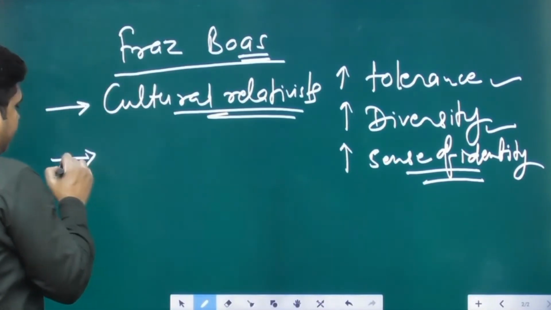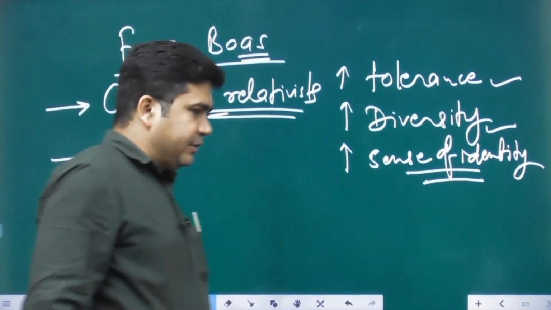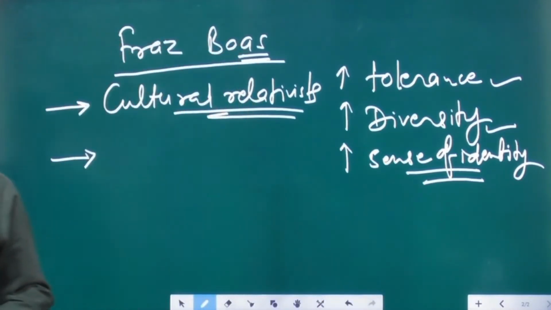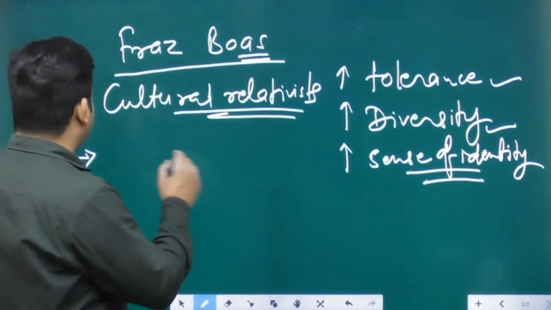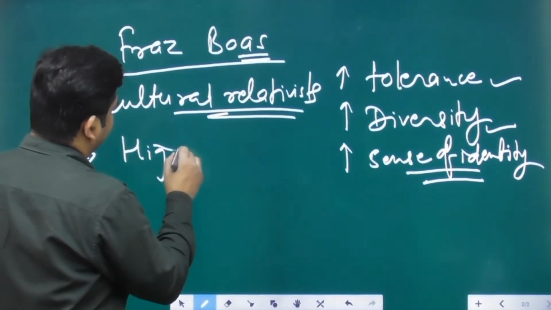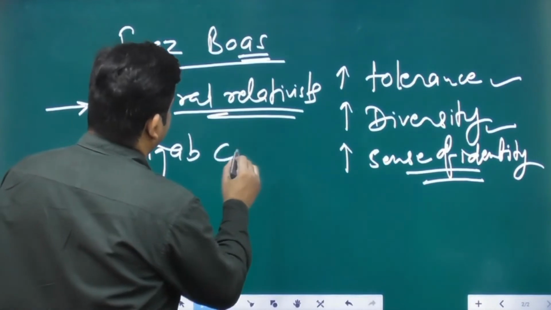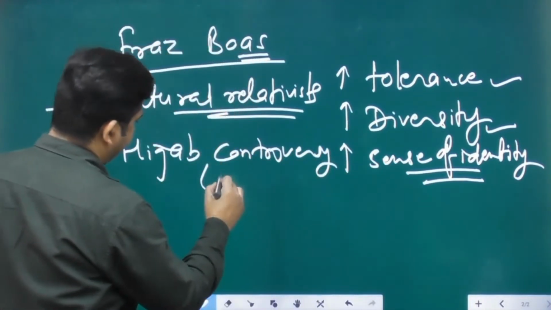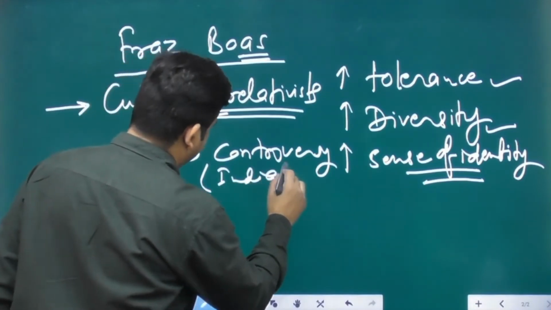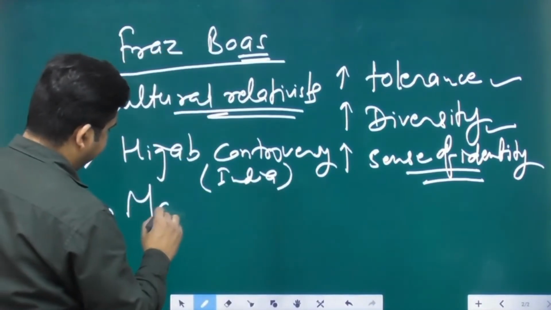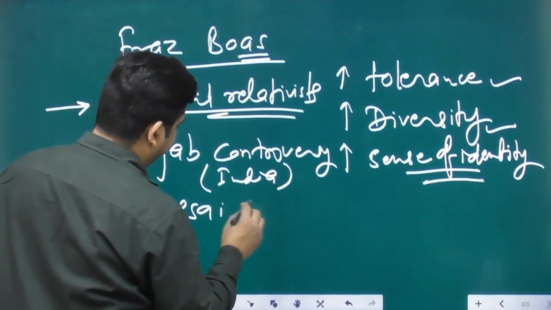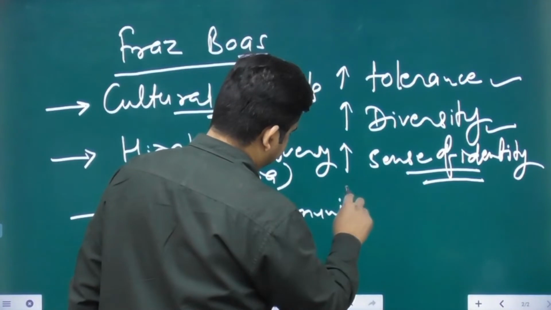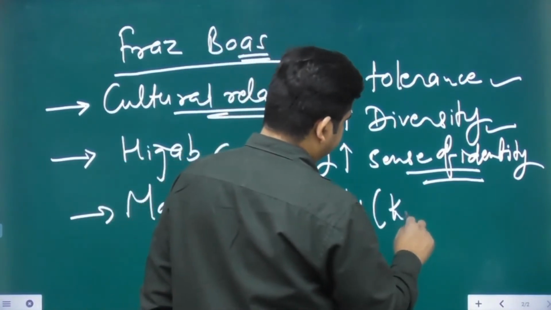Then another example we can take, that there is a community in Kenya, the Maasai community. So first let us mention the controversies: the hijab controversy in India, and the Maasai community in Kenya.